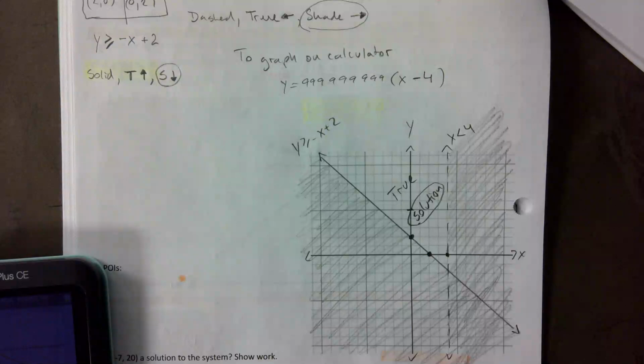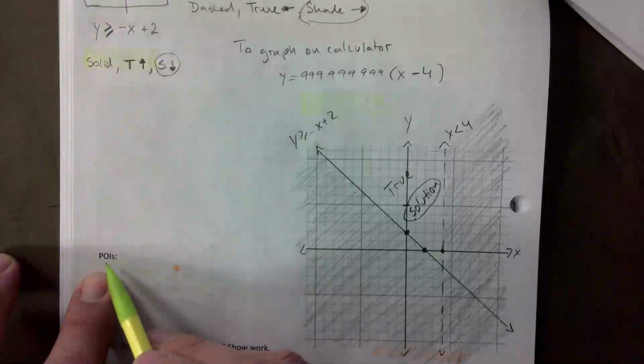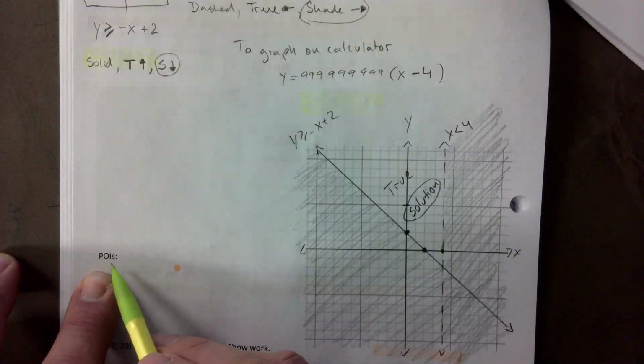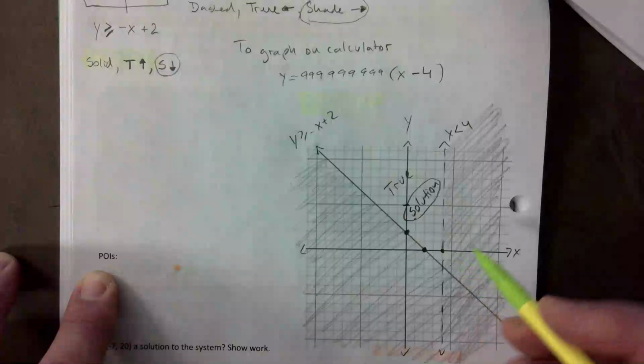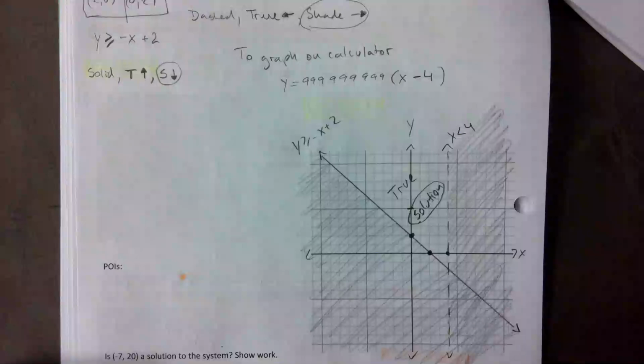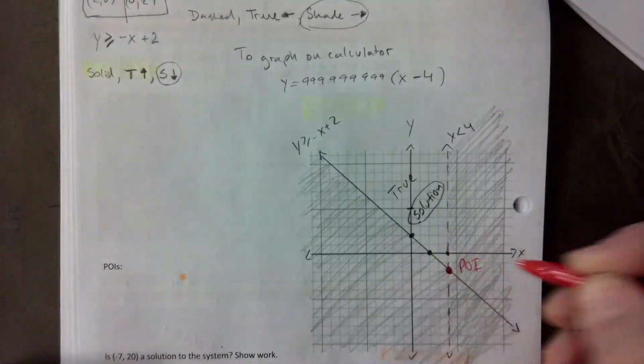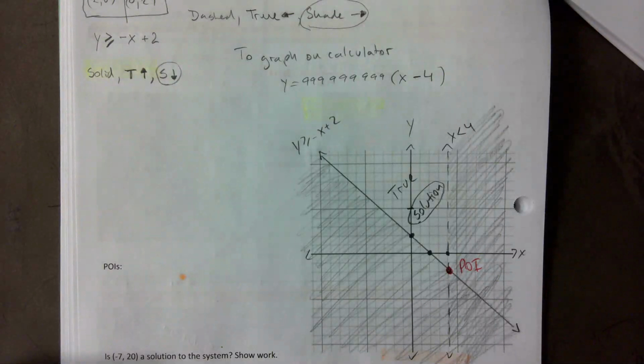And do I ask you for the POIs? Yes, I do. Points of intersection. So that is where the boundary lines meet. And in this case, there's only one. I'm going to use a red pen for that. Right? This is the POI right here. And we're going to find it.